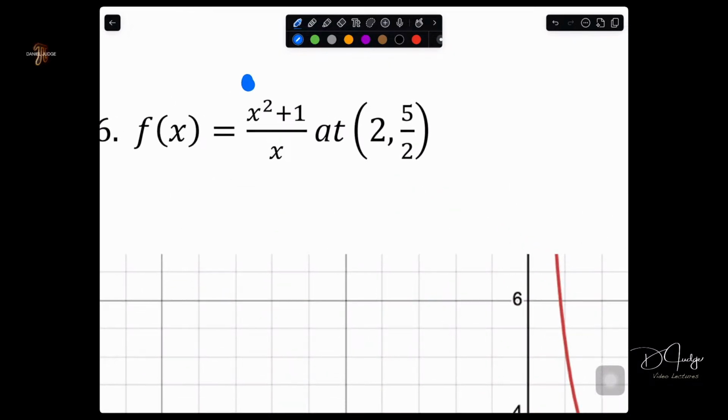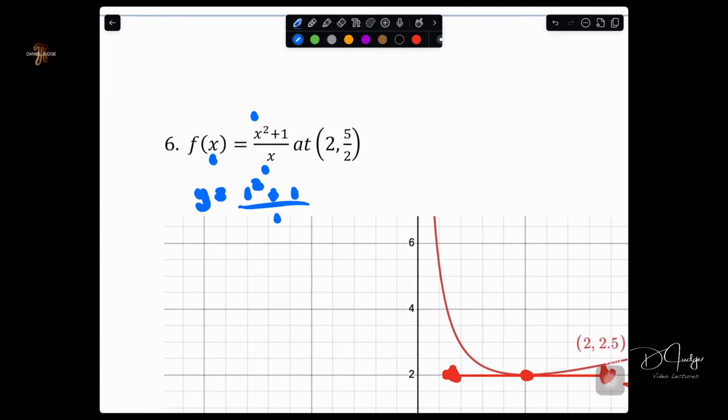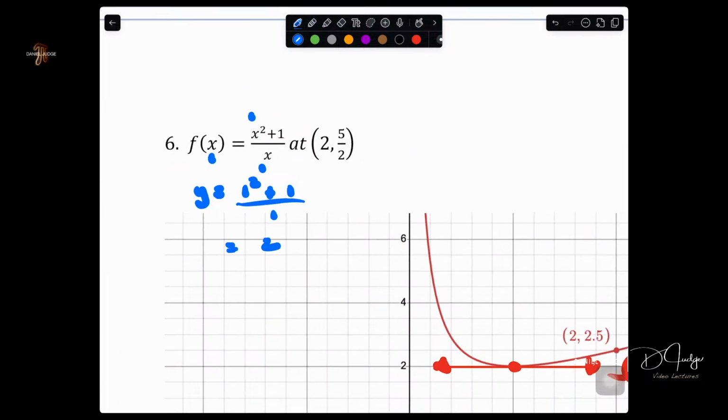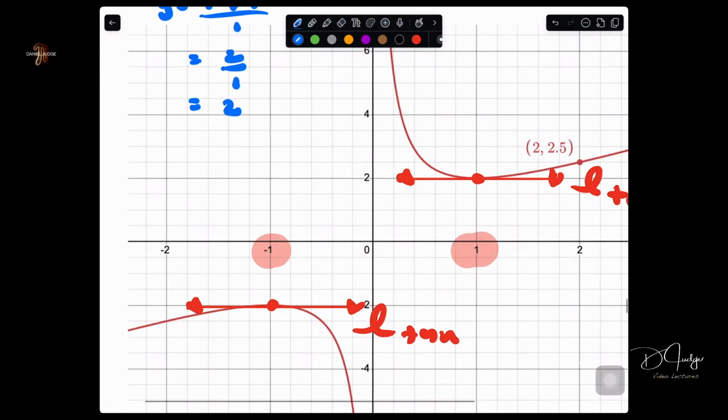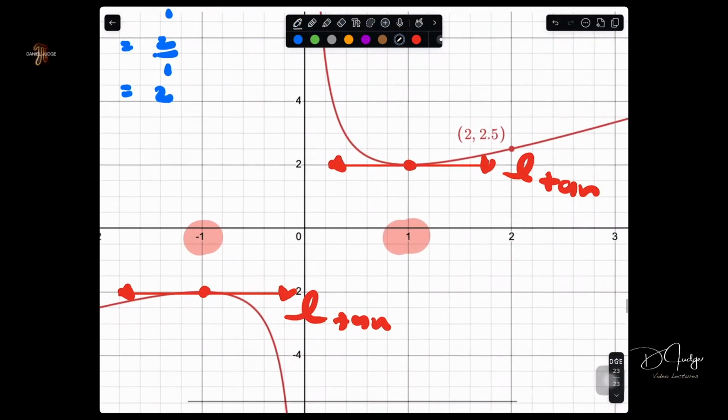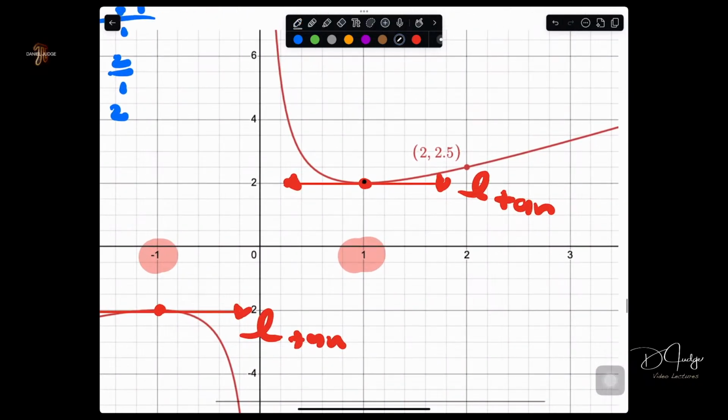So if x is 1, this is really the y coordinate now. It will be 1 squared plus 1 over 1, which is 2 over 1, which equals 2. So this location is (1, 2). That's the location. This is what they're looking for.